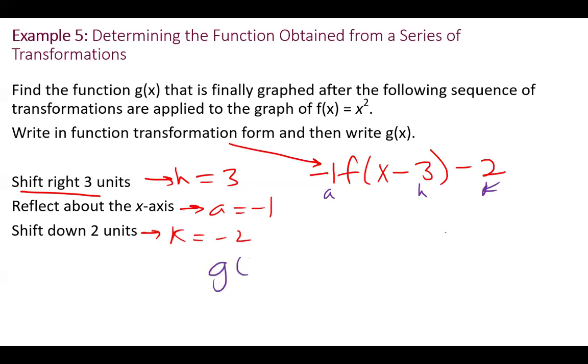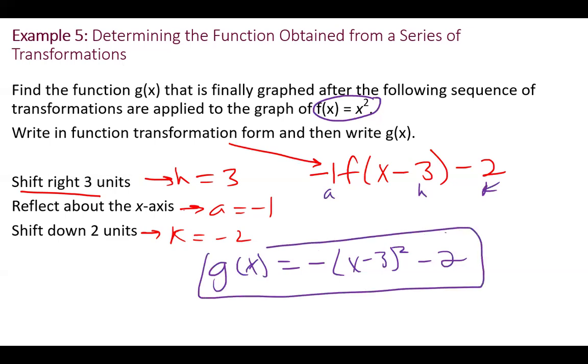When I write it as g of x equals, now I'm plugging it into a quadratic function. I'm transforming the quadratic. So we have negative (x minus 3) squared minus 2. And that is my g of x.